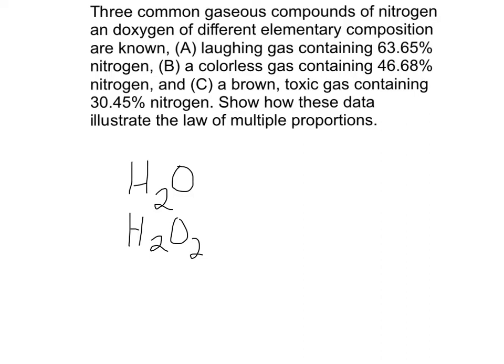And then another example is carbon dioxide. Carbon and oxygen can come together to form carbon dioxide in a 1-to-2 ratio, or we can also have carbon and oxygen come together in a 1-to-1 ratio to form carbon monoxide.